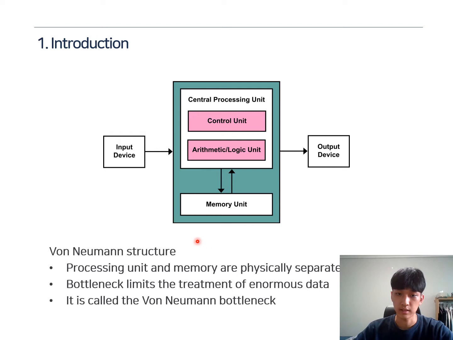This figure is the so-called von Neumann structure. Processing units and memory units are physically separated. The problem is the von Neumann bottleneck will occur, which limits the treatment of enormous data.